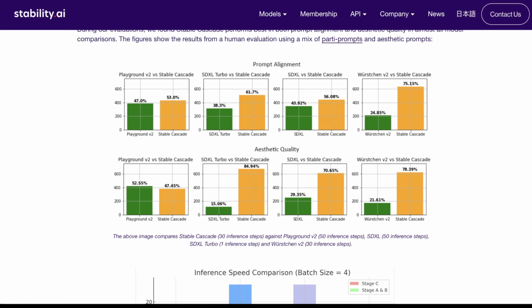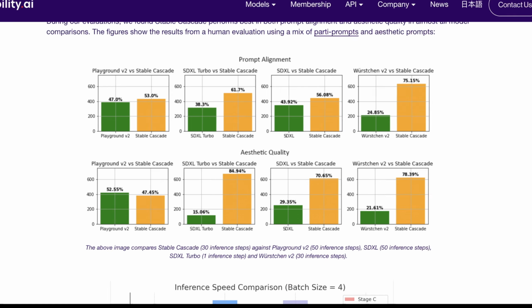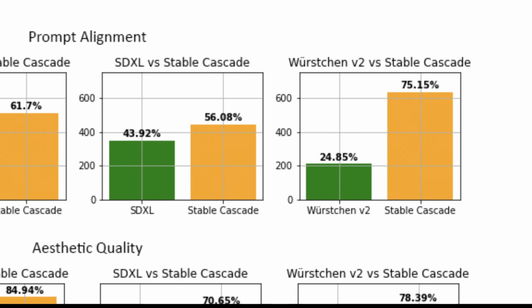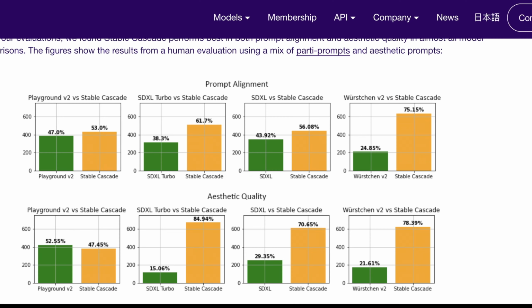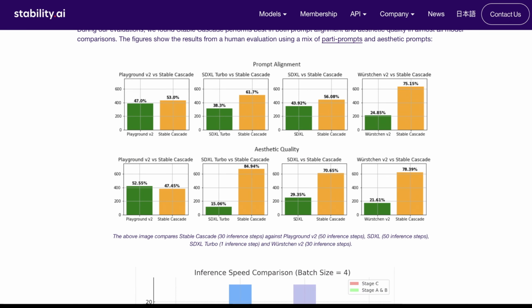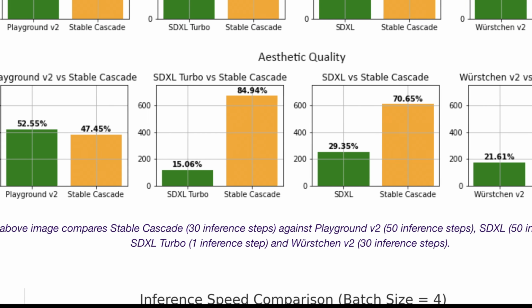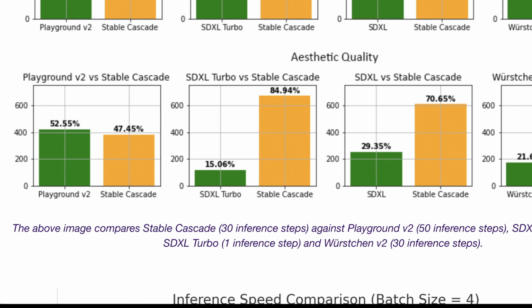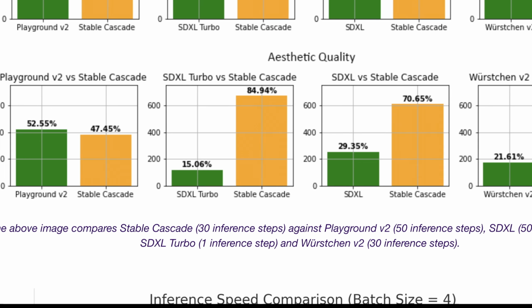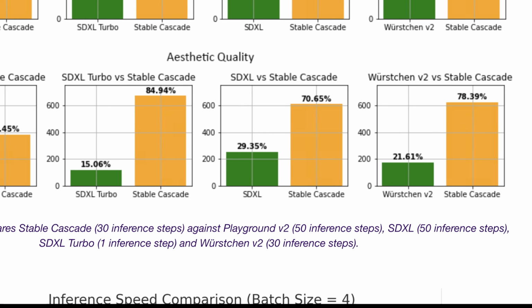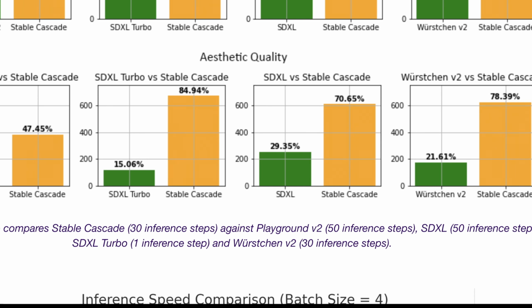And what's really cool is Stable Cascade is clearly still its own model, because when you compare it to Wuerstchen v2, which is the actual result of the research I just showed you guys, it's still vastly better. It's almost 3 times as good, at least in terms of prompt alignment. Aesthetic quality is pretty subjective, but it's cool that we actually have a way with data to measure this.